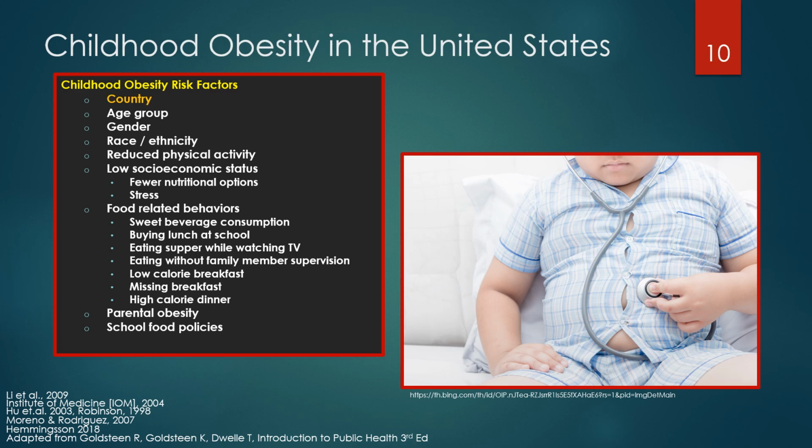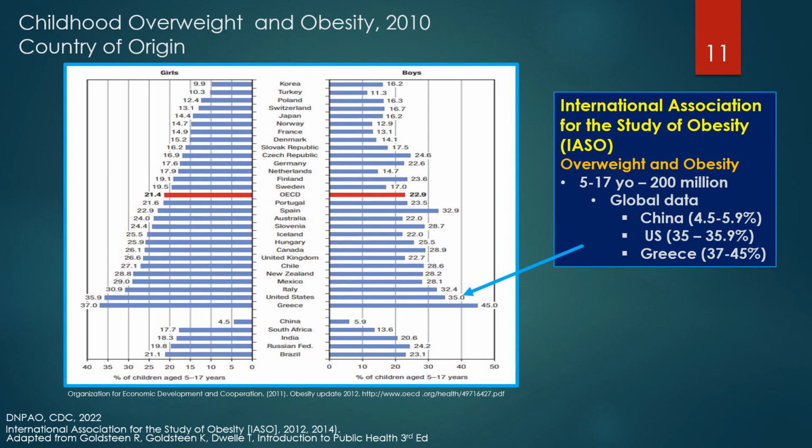Let's consider country of origin. In 2010, the International Association for the Study of Obesity, IASO, estimated that over 200 million children, 5 to 17 years old, were obese or overweight globally, ranging from 4.5 to 5.9% in China to 35% in the United States, second only to Greece at 37 to 45%.